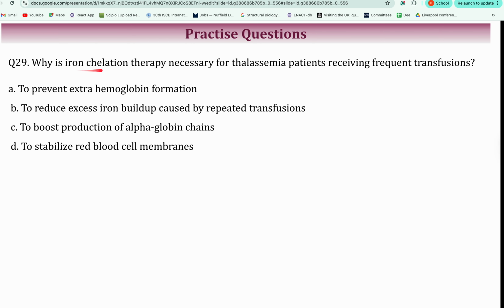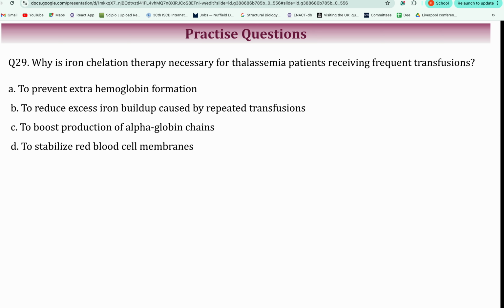Question number 29 is, why is iron chelation therapy necessary for thalassemia patients receiving frequent transfusions? Option A, to prevent extra hemoglobin formation. Option B, to reduce excess iron buildup caused by repeated transfusions. Option C, to boost production of alpha globin chains. Option D, to stabilize red blood cell membranes.